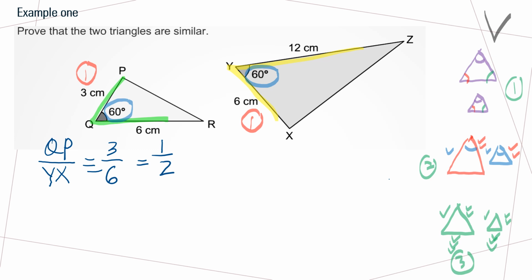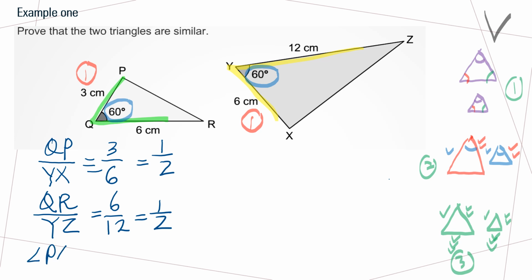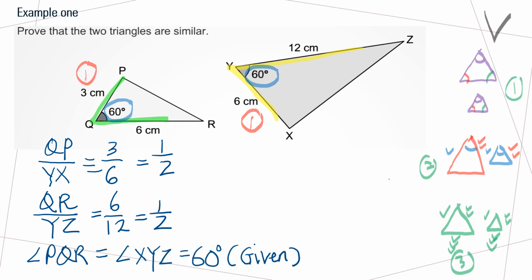Then you go on to compare the next sides that are given to you. That's the longer side, which is QR, and you compare it with YZ. And you also get half. So that means we have two ratios of the corresponding sides that are the same already. Very happy. Now let's verify if the included angles are the same. Of course they are the same from the diagram, 60 degrees. So angle PQR equals angle XYZ equals 60 degrees, given in the diagram.